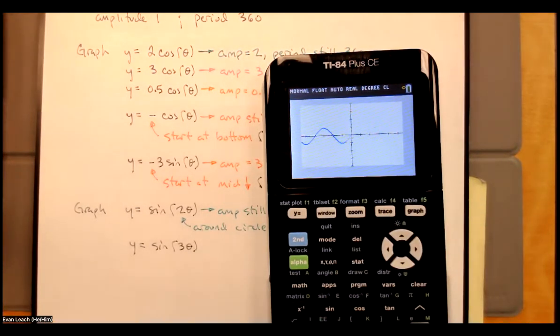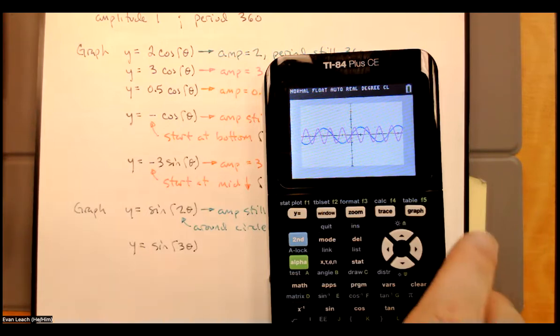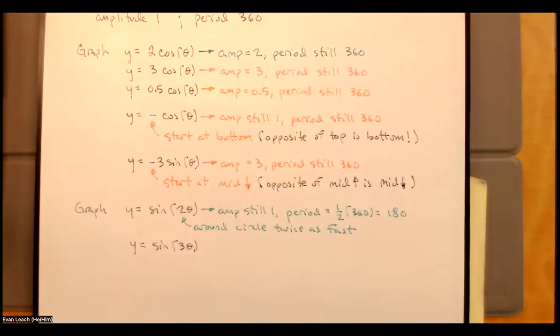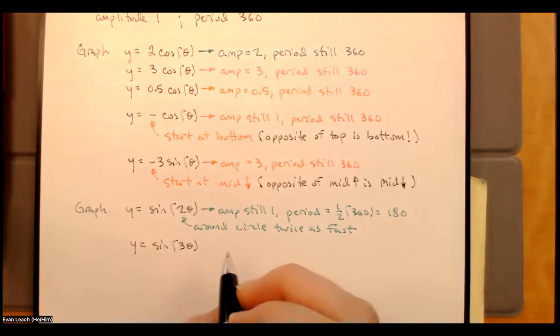So here's our normal sine of x. And then here comes sine of 3x. It's going up and down much faster. Notice in that one cycle of sine of x, sine of 3x goes through 3 cycles. It's going 3 times as fast. So our amplitude is still 1.